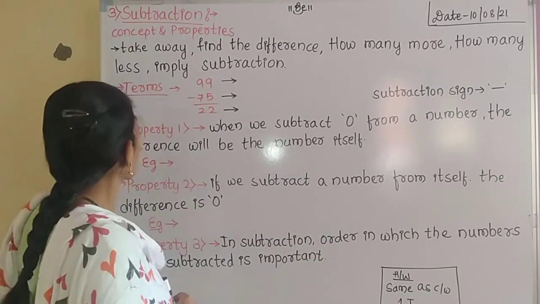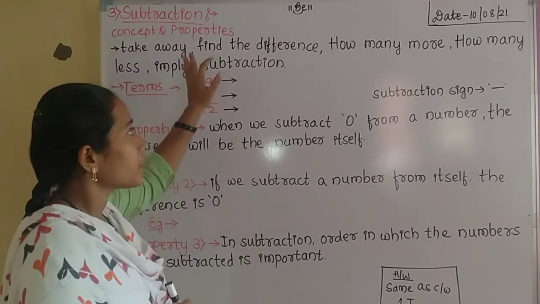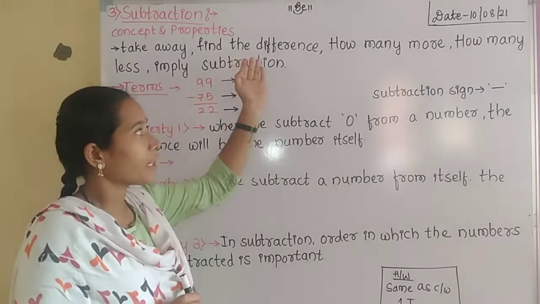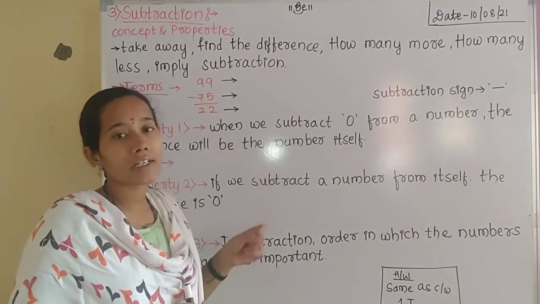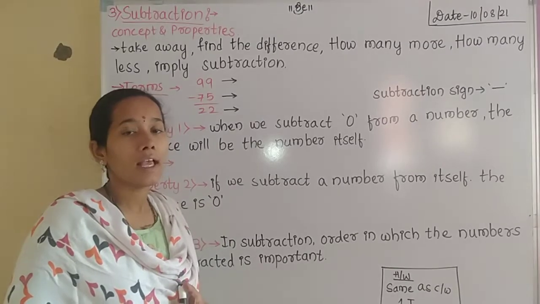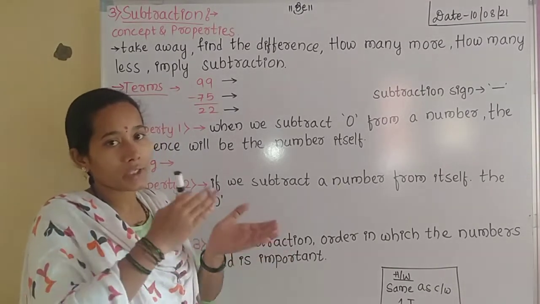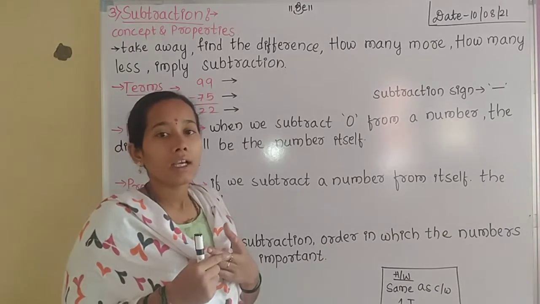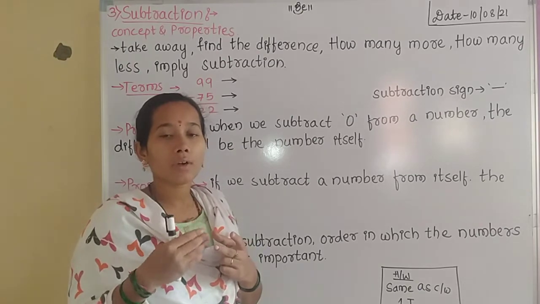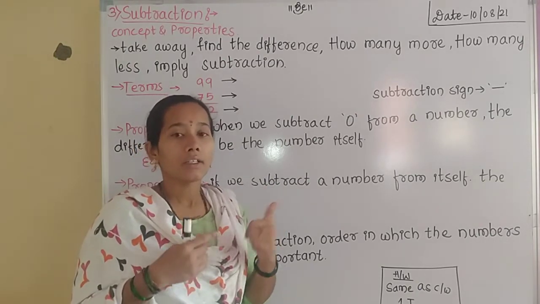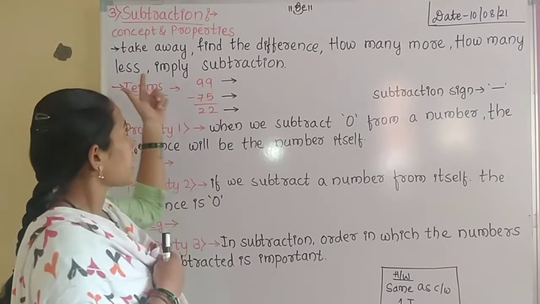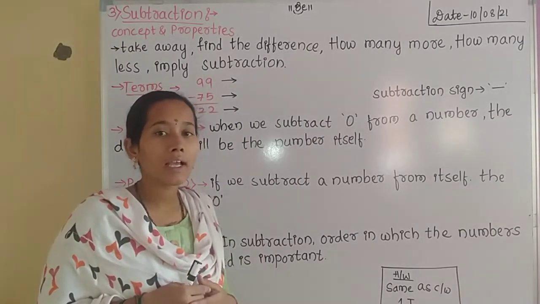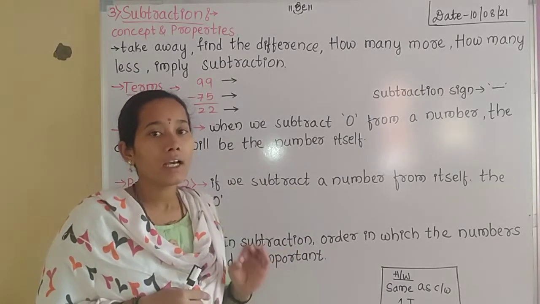See here, take away, find the difference, how many more, how many less, imply subtraction. These are the main words which represent subtraction. Compare subtraction to addition. In addition, the words total and in all together represent addition. Here, find the difference, take away, how many more, how many less are the words which imply subtraction. This is the concept of subtraction.